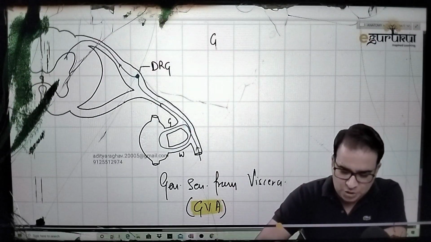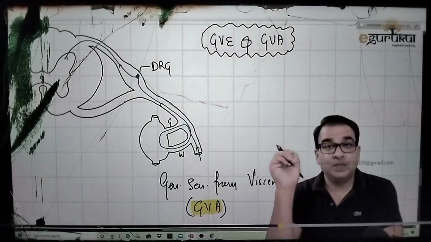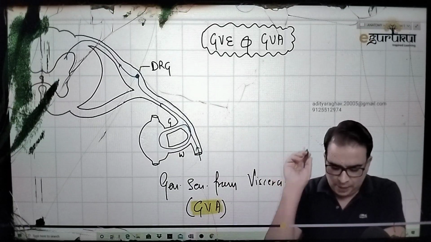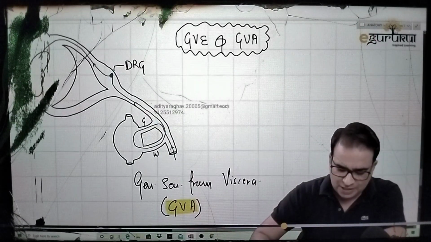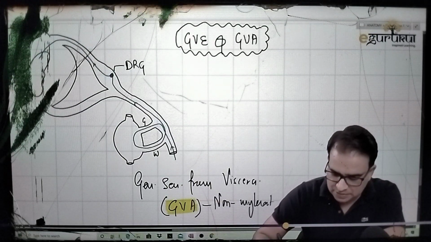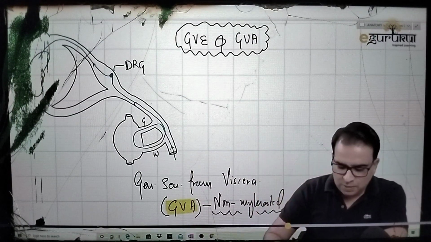So till now what we saw is that GVE and GVA are the two types of fibers that you expect to see in the sympathetic chain. Okay. Now another thing to understand here is that these GVA fibers, the ones which are carrying these, are actually non-myelinated fibers. Like pain fibers are carried by the C fibers, that is, they are non-myelinated fibers. So I can see these non-myelinated fibers are passing from where also?